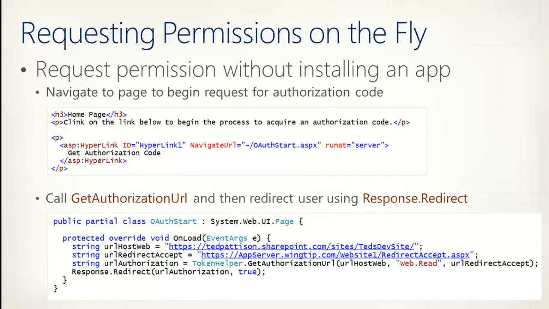So for this particular demo, the way I have things set up is the first page is going to redirect to the OAuth start.aspx page. That's a page I created. Now, inside of this particular page, what we're going to do is call TokenHelper.GetAuthorizationUrl, and we have to pass what's the host web. We have to pass what permissions we want, and then here's where the redirect URL comes into play. We have to pass the redirect URL. Now, you're going to have to go and register a client ID and a client secret.